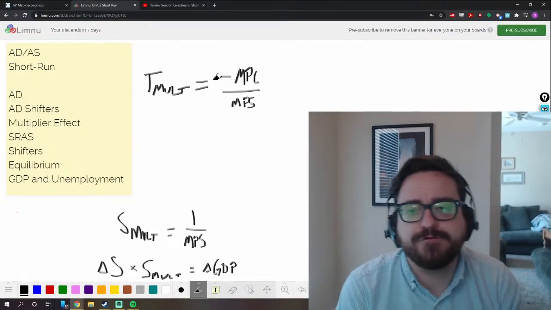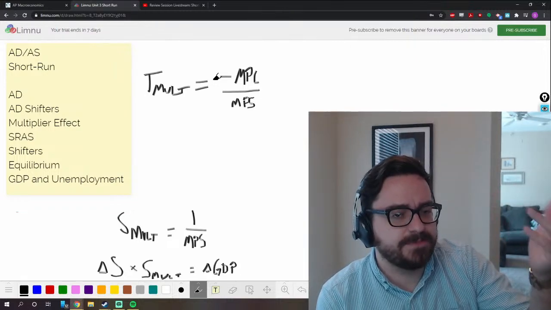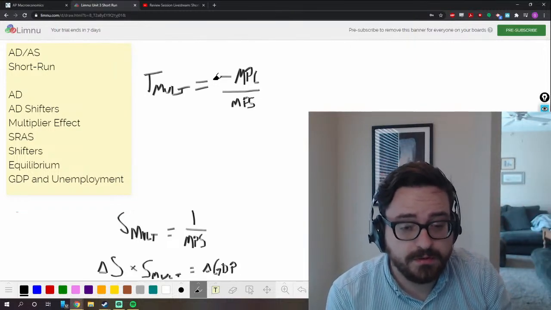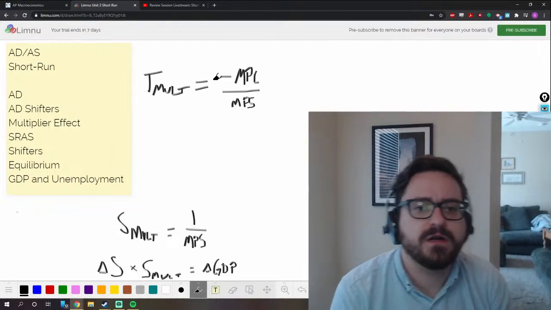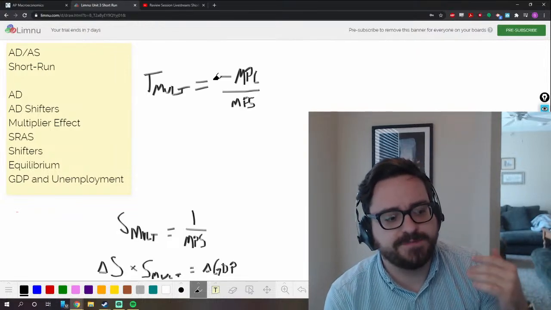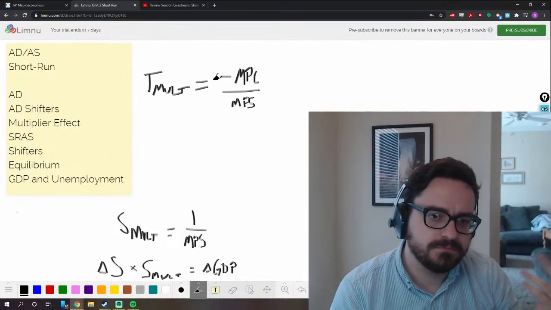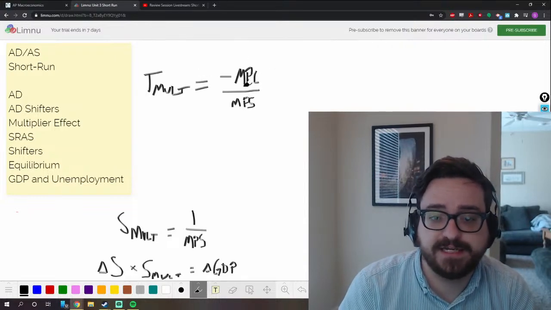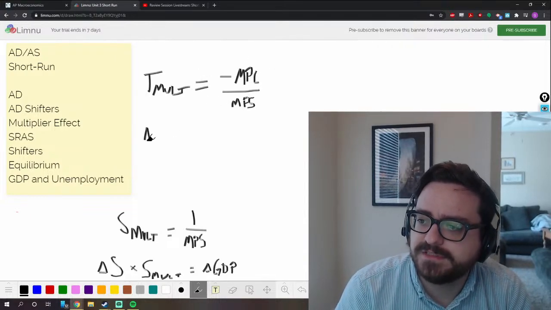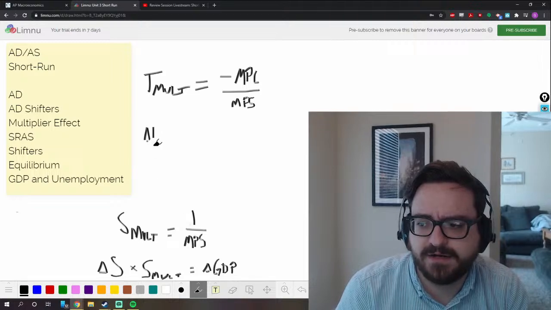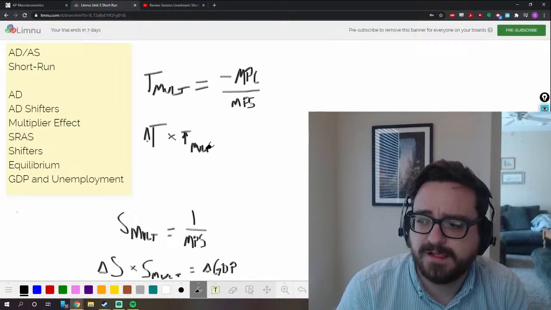It's also negative because if you raise taxes, spending should go down. So there's an inverse relationship there. If you lower taxes, spending should go up. So you get inverse relationships, and the negative sign creeps in. And the formula to use that is basically the exact same formula as above, but instead of change in spending, it's change in taxes times the tax multiplier, which gets you the change in GDP.